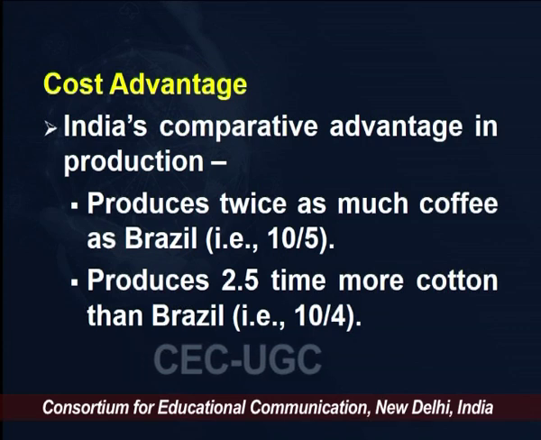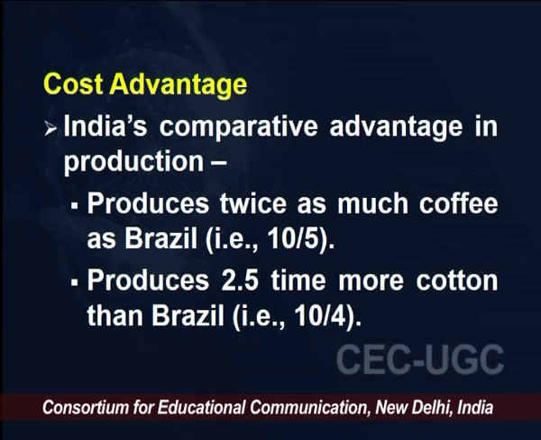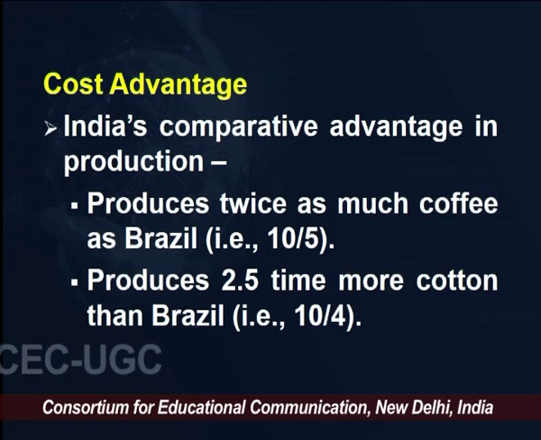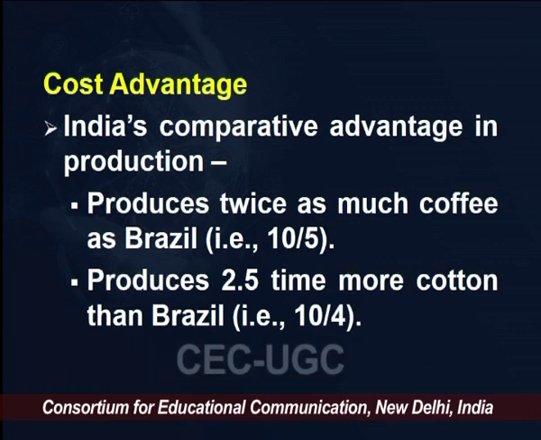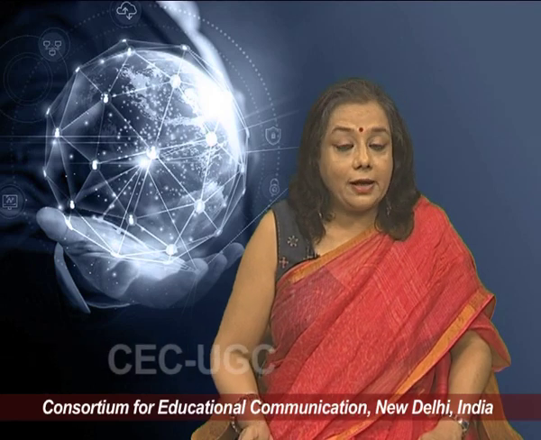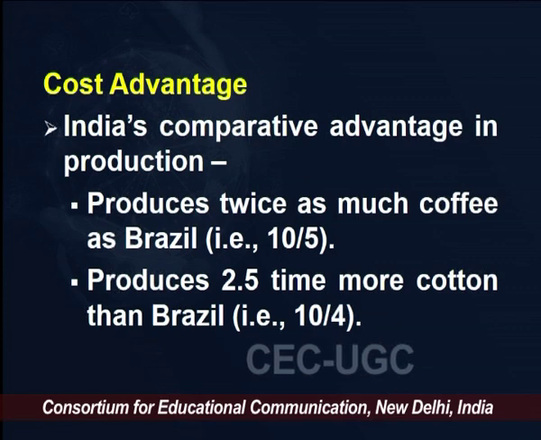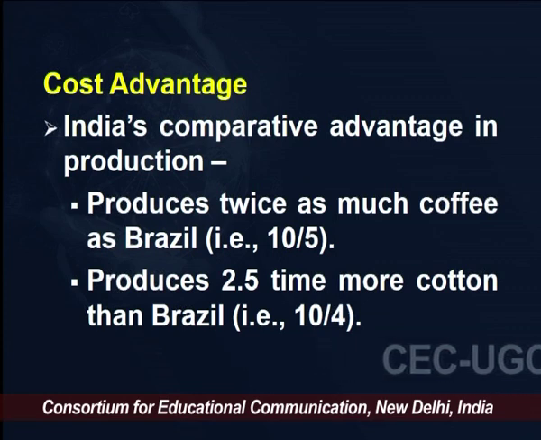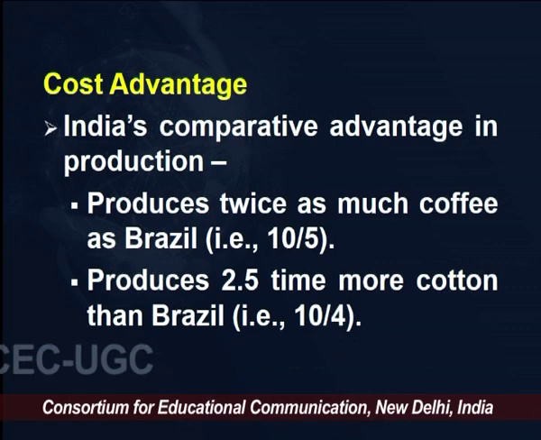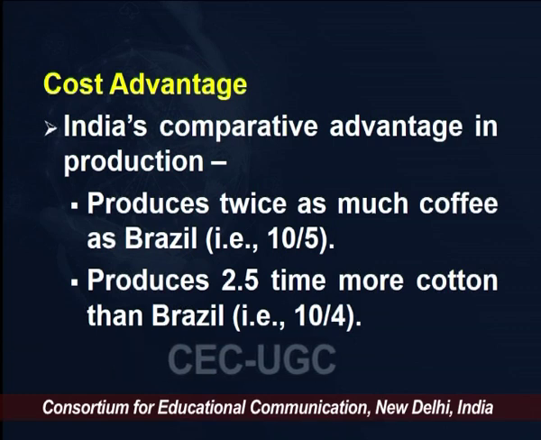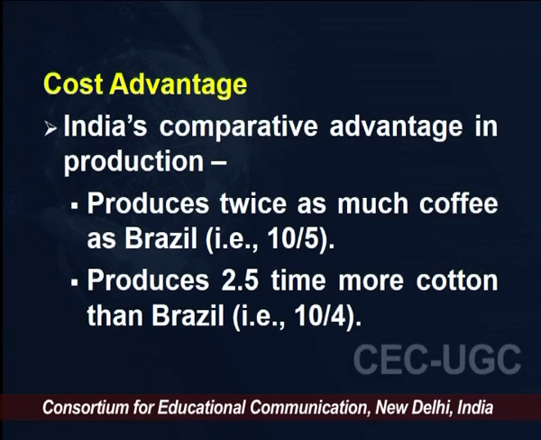It produces twice as much coffee as Brazil, that is, 10 is the requirement of Brazil, but 5 units is the requirement of India. So 10 by 5, that means twice. India can produce 2.5 times more cotton than Brazil, that is 10 divided by 4, which comes out to be 2.5 times. So India is more efficient in production of cotton in comparison to coffee, although in absolute terms India enjoys the cost advantage for production of both commodities.